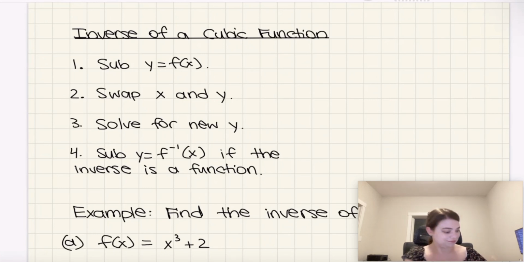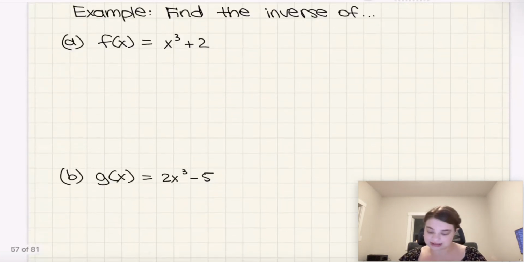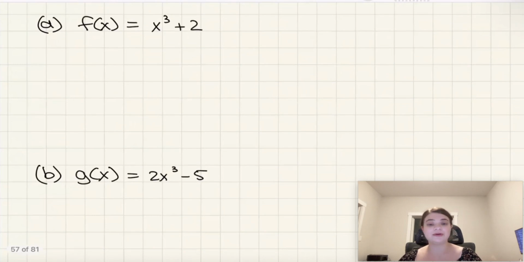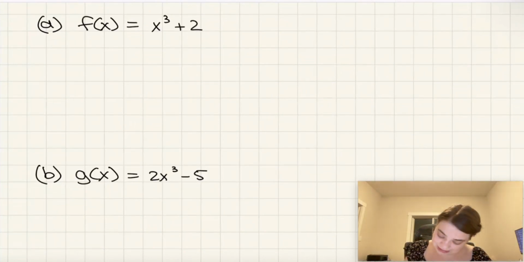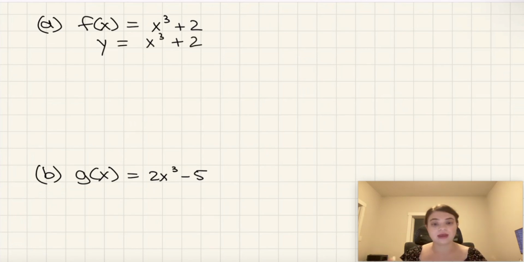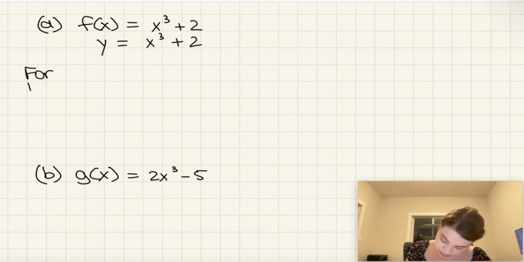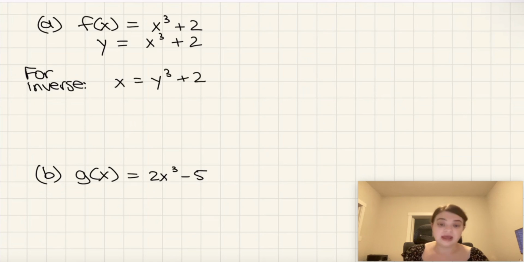So let's dive in. All right, so for this first one here, find the inverse of f of x equals x cubed plus 2. Step 1, I'm going to sub in y equals f of x, so y is equal to x cubed plus 2. Okay, then step 2 for the inverse, we are going to swap x and y. So we now have x is equal to y cubed plus 2.